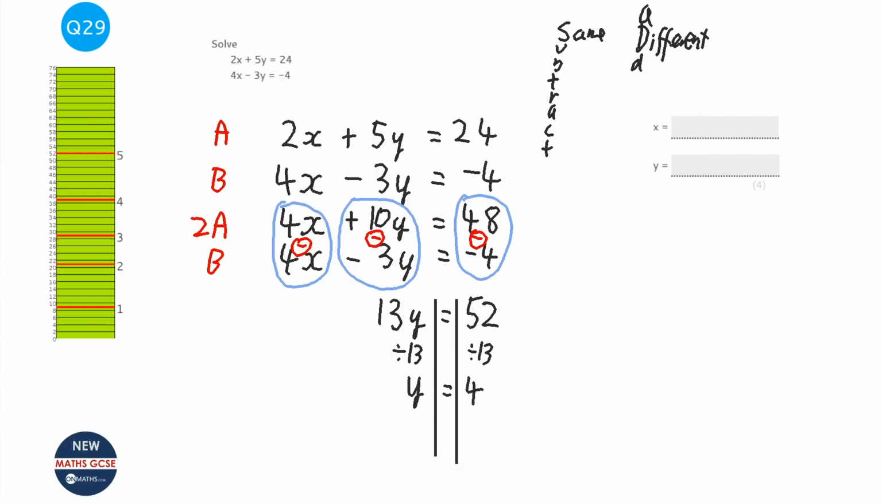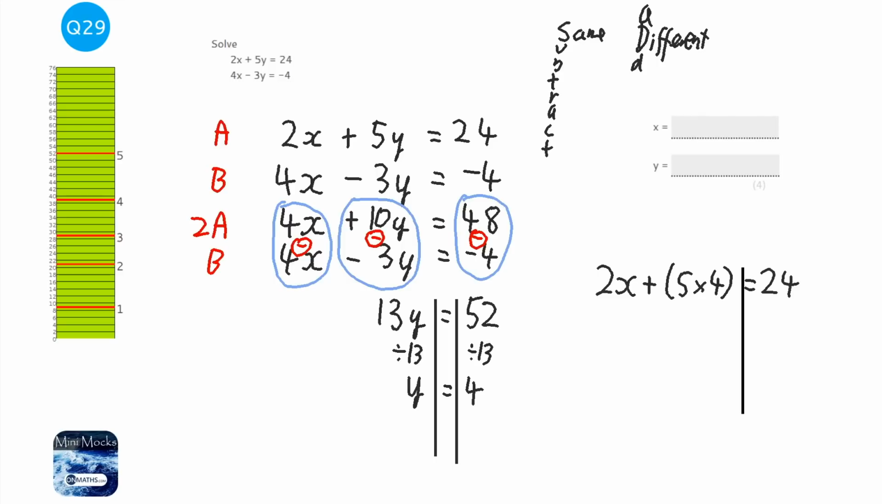Then I'm going to pick one of the equations from the question and I'm going to substitute the 4 in. I'm just going to pick the top one. So 2x plus 5 times 4, because we know that y is 4, equals 24. And again, put my lines in. So it's 2x plus 20 equals 24.